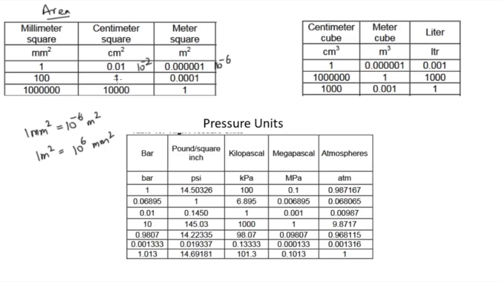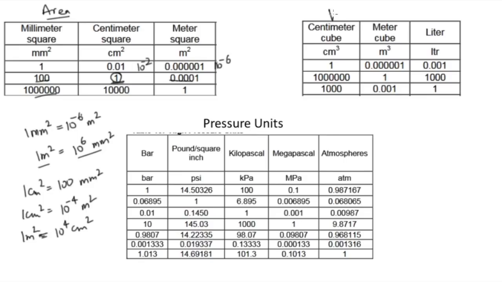Okay, similarly centimeter square can be converted into meter square. So basically 1 centimeter square is equal to 100 millimeter square, and 1 centimeter square is equal to 10 to the power minus 4 meter square. So that's what it means. Understood? Similarly for meter square, I already told you that 1 meter square is equal to 10 to the power 6 millimeter square, and 1 meter square is equal to 10 to the power 4 centimeter square. That's how you can convert your area units.